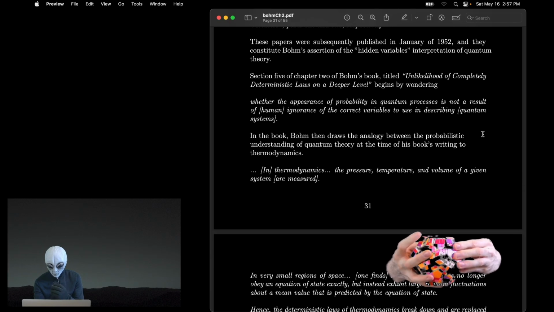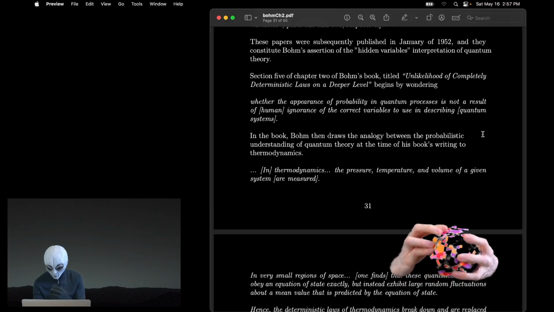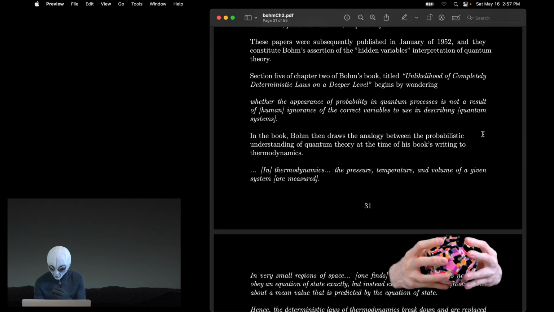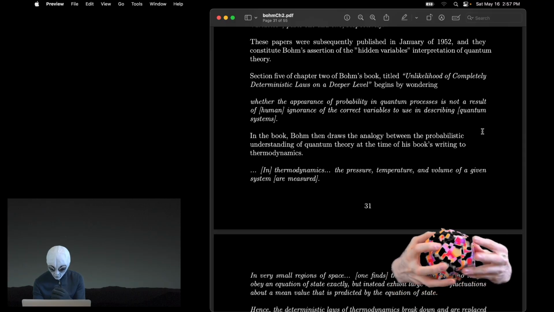Section 5 of Chapter 2 of Bohm's book, titled Unlikelihood of Completely Deterministic Laws on a Deeper Level, begins by wondering whether the appearance of probability in quantum processes is not a result of human ignorance of the correct variables to use in describing quantum systems.